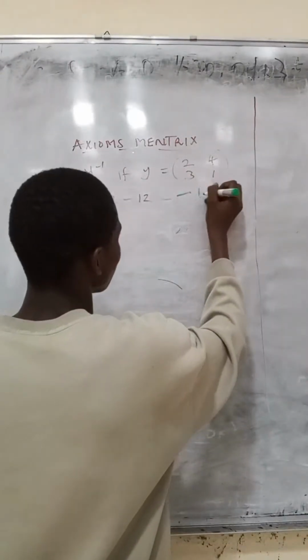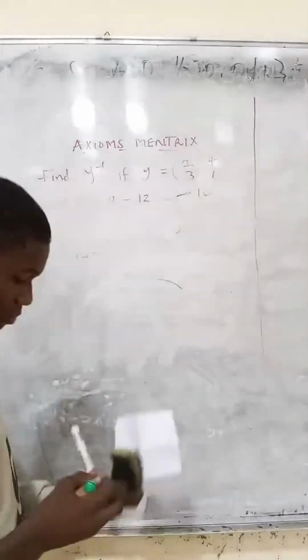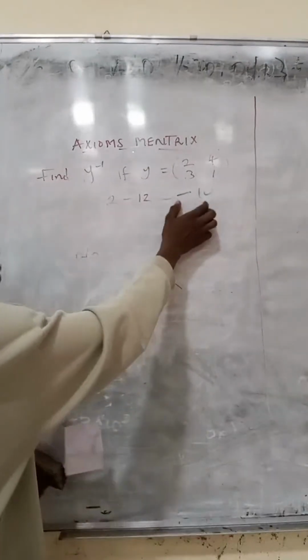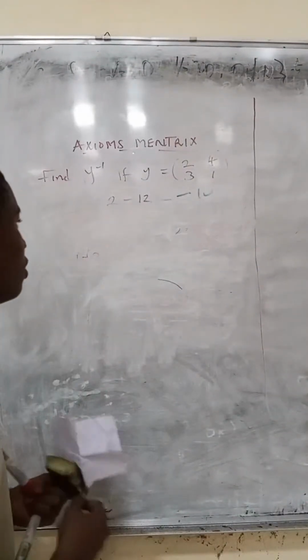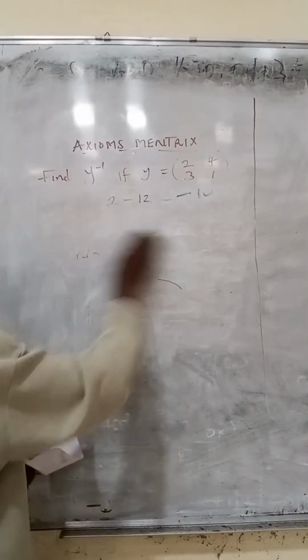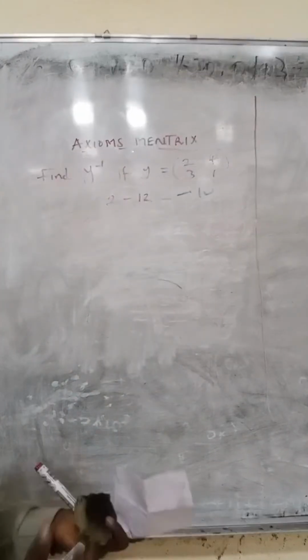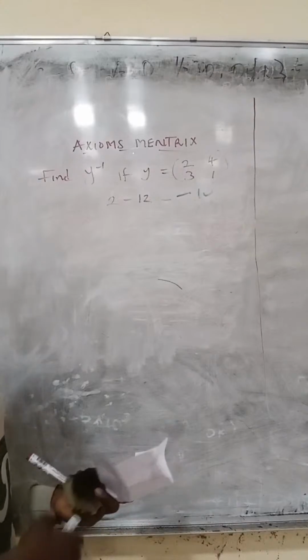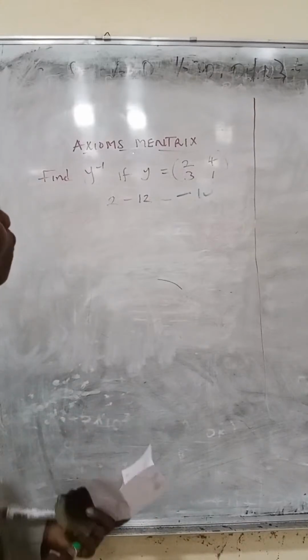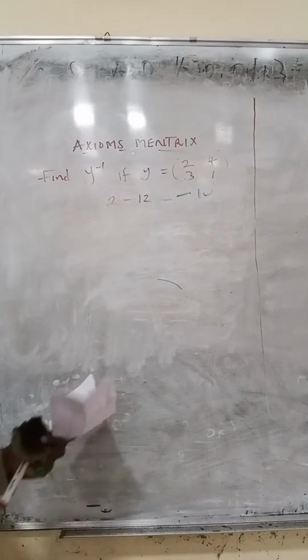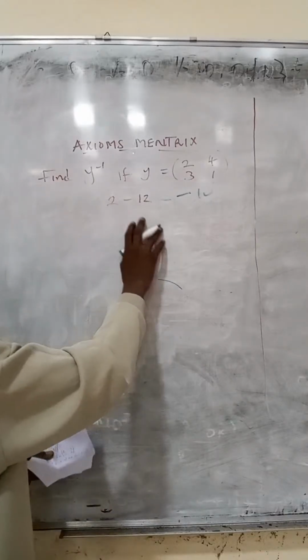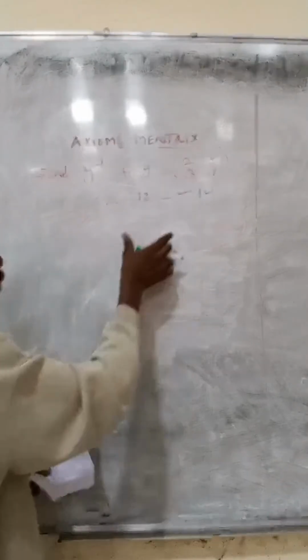Minus 10. You understand? So now from this place, I've gotten my determinant. So the next thing I'm going to be doing from here is that from this point, I'm going to be bringing down what we have here.